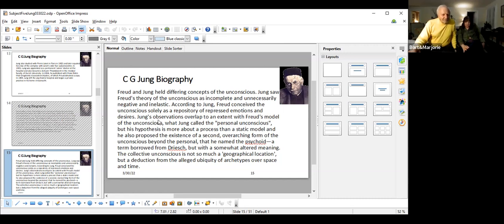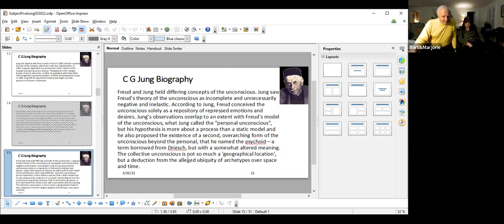According to Jung, Freud conceived the unconscious solely as a repository of repressed emotions and desires. And Jung's observations overlap to an extent with Freud's model of the unconscious, what Jung called the personal unconscious. But his hypothesis is more about a process than a static model. That is, Jung is always focusing on the process, the evolution, whereas Freud has been focusing much more on just these static concepts. And he proposed the existence of a second or overarching form of the unconscious beyond the personal one, which he named the psychoid, which is a term he borrowed from somebody else.